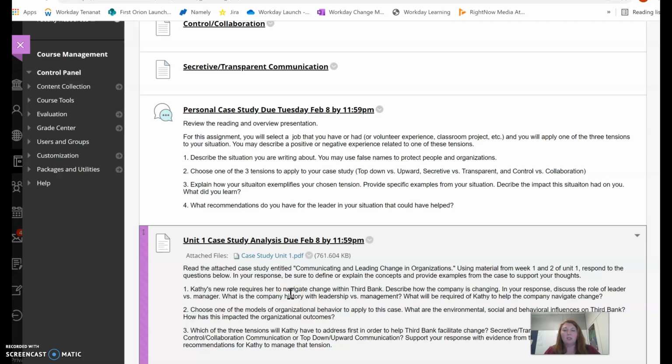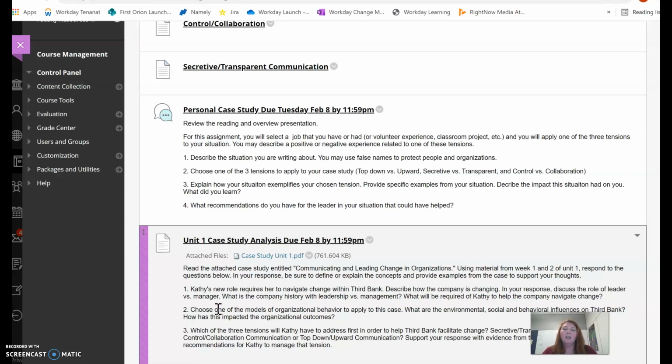With this first question, it's mainly looking at what changes this company is facing and what type of leader or manager they need to get them through the change. And then second, we looked at 2 models of organizational behavior. You can choose one of the models to apply to this case study, but what are the environmental, social, and behavioral influences on Third Bank, and how has this impacted the organizational outcomes? What has affected them from the environment that has led them to where they are right now?